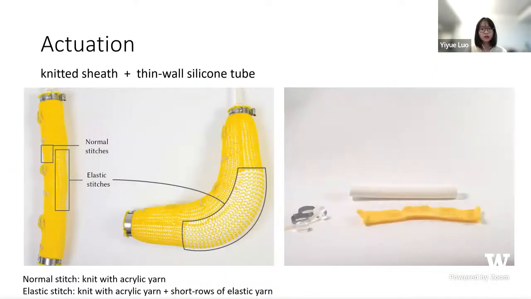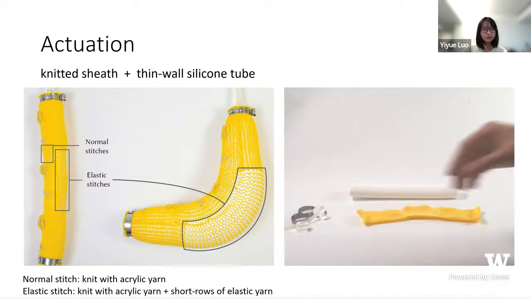So our actuator is composed of 2 parts: an off-the-shelf thin wall silicone tube, which serves as the base of the pneumatic channel, and a knitted sheet with programmed stitches, which will be wrapped over the silicone tube and confines the shape of the inflated actuator. The deformation of the actuator is mainly defined by the knitted sheet with locally variable extensibility. So we manipulate the extensibility of the knits by integrating some elastic yarns at the back of the tube over here.